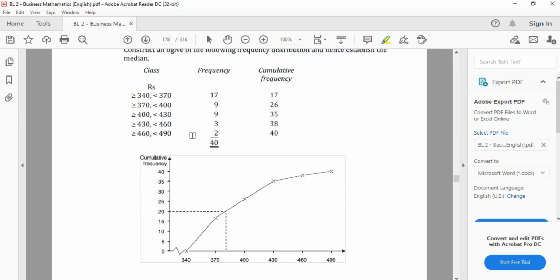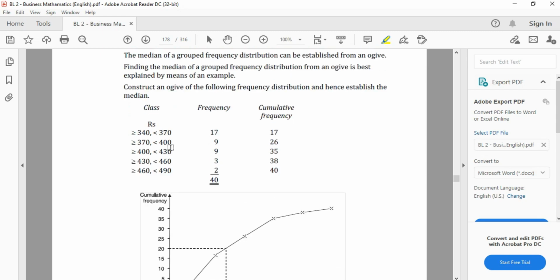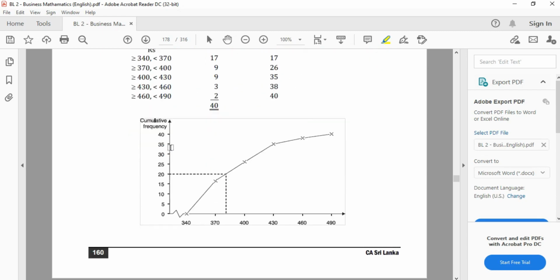And then you have to plot the cumulative frequency against the classes' lower limits, right? Because in this case, yeah, it should be the lower limit.